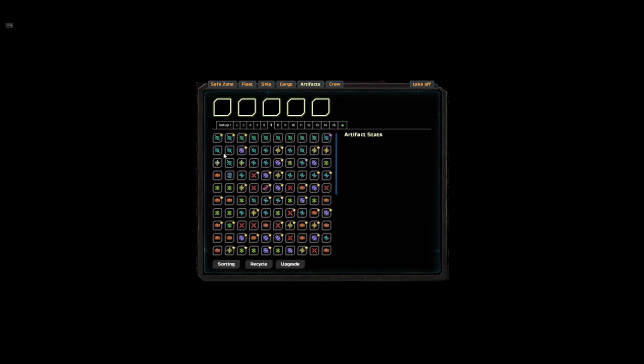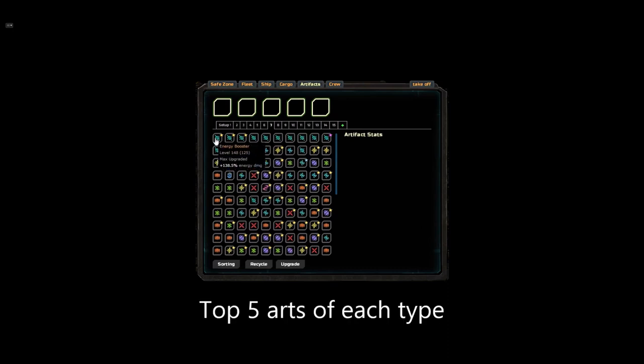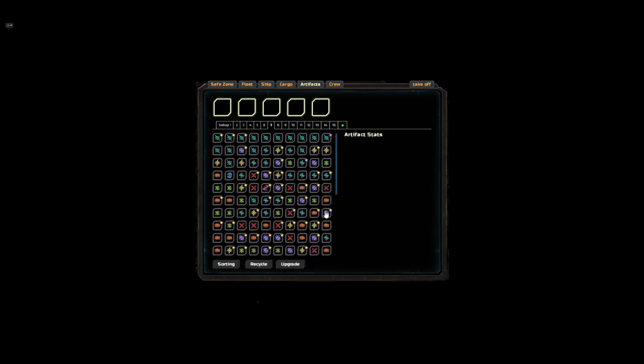But as a beginner, a rule of thumb would be to keep your top 5 arts of every category. That will be 175 arts in your 250 art capacity, leaving you 75 arts to play with. That means that you can pick up 75 arts and recycle them at will. And what you want to do is change out your arts so that you always have your top 5.